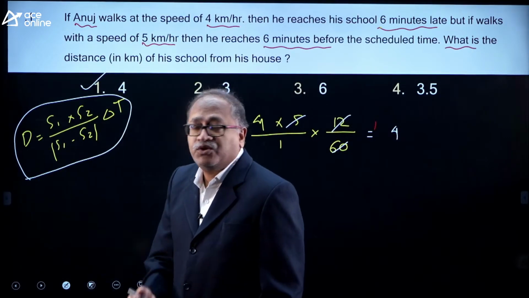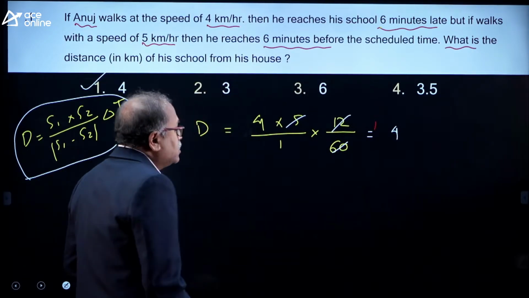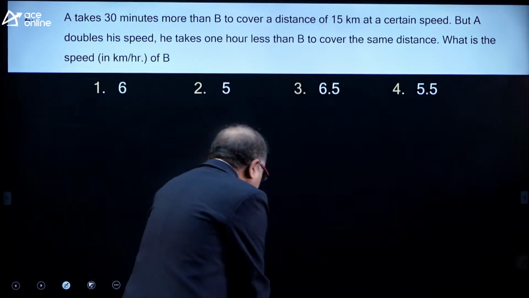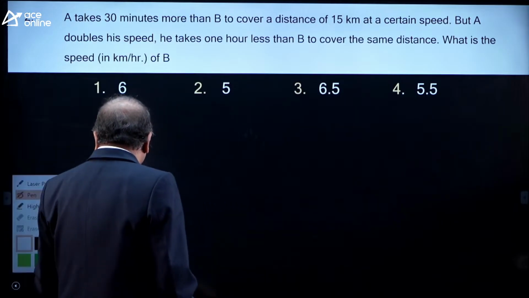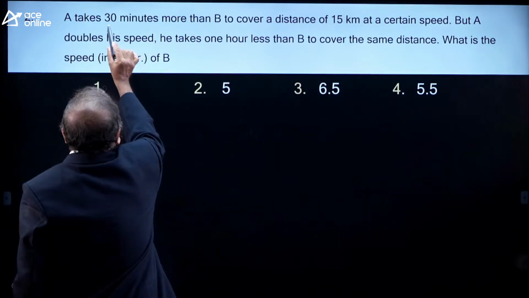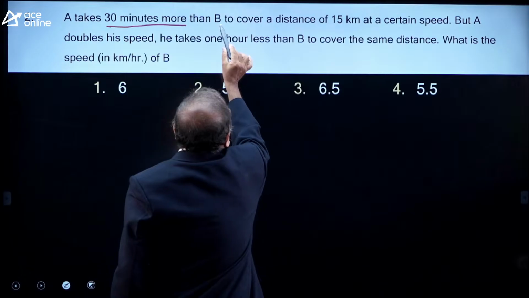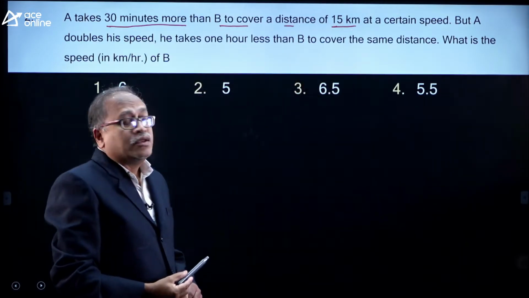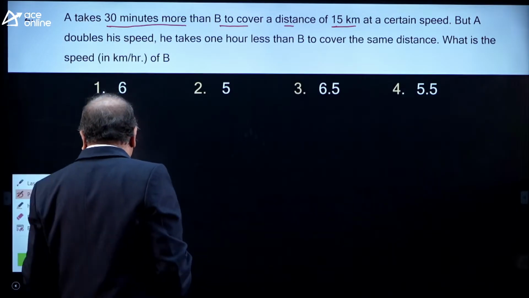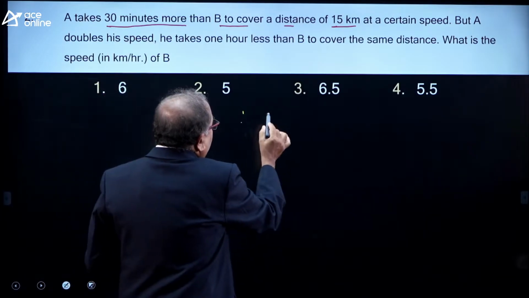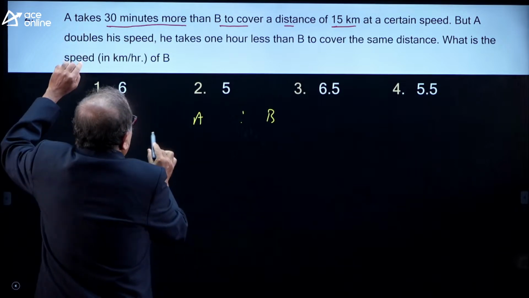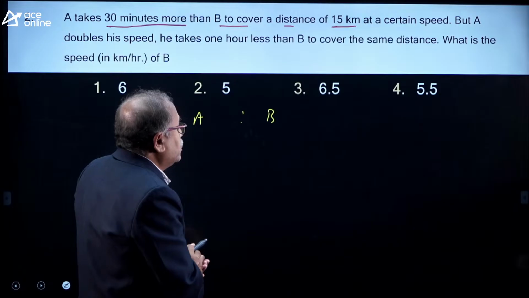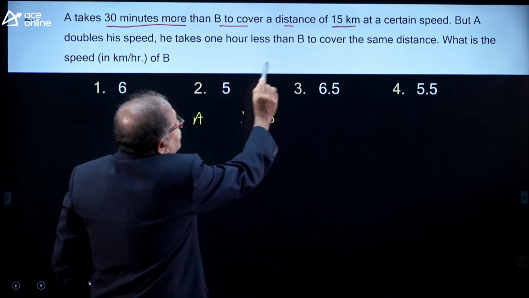Well done. I am moving on to the next question on the board. Can you answer this question, my friend? A takes 30 minutes more than B to cover a distance of 15 km. The speed ratio of A and B is already given to us, and A takes 30 minutes more. So, let it be.